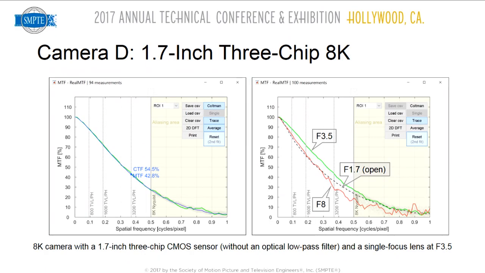The last camera is a 1.7 inch 3-chip 8K camera. This camera doesn't have an optical low-pass filter on the sensor, and the MTF is very, very high. The CTF is 54.5% at 3200 TV lines per picture height. And I changed the aperture size from open to F8. At F3.5, the MTF was the best. It's a sweet spot. And if you open the iris, the MTF gets worse because of the lens aberration. And if you close the aperture further, the MTF gets worse again because of the diffraction limit.